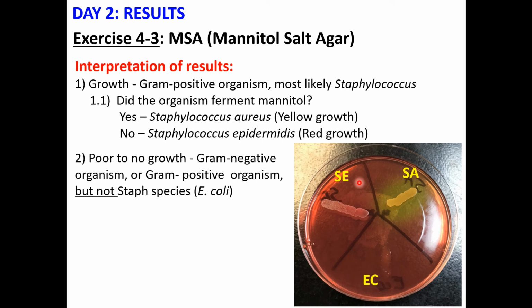So we want to see the growth of Staph aureus and Staph epidermidis, and then we want to differentiate which one can ferment mannitol. We know that the only one that can do that is Staph aureus. So this is a very straightforward result. You see this beautiful yellow growth for Staph aureus, and there's no difference in the background of Staph epidermidis. That's how we can differentiate both.